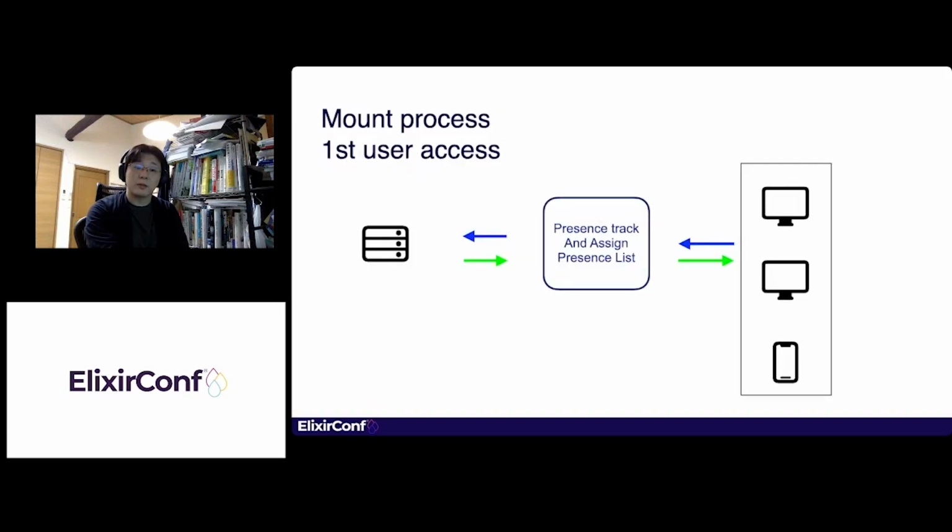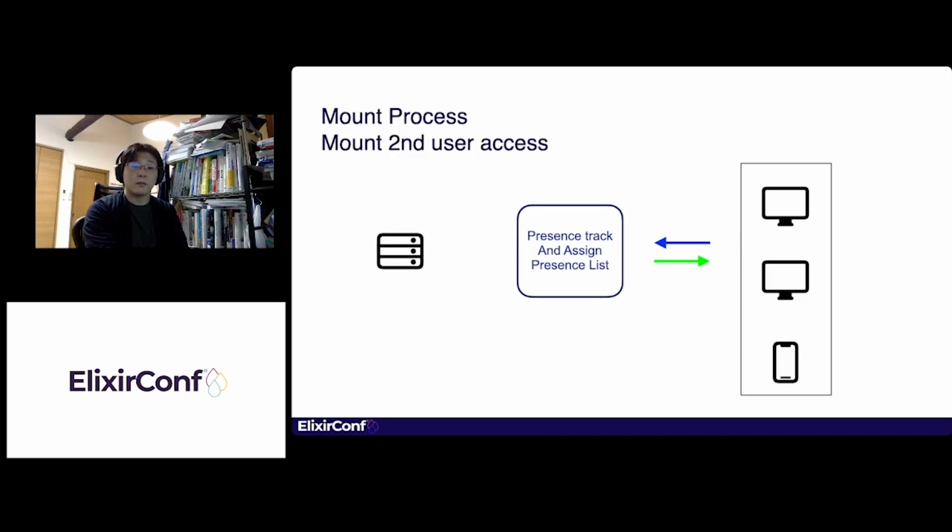This slide shows the flow of the mount process when the first user accesses a page. When the first user accesses, it calls the presence setup function. The setup function executes the DB call, tracks the device, and then sets the presence state. When the second user accesses, it does not call the presence setup function, because the presence data was already created by the first user access.